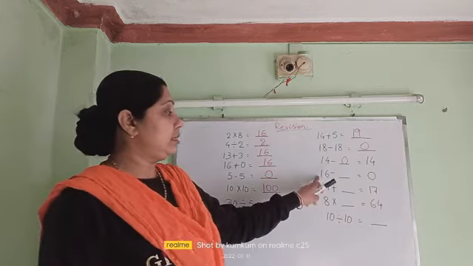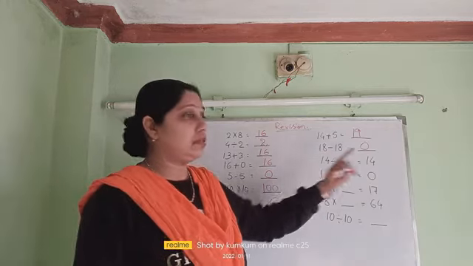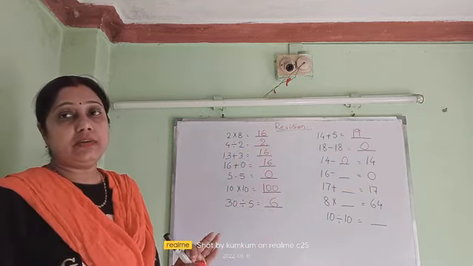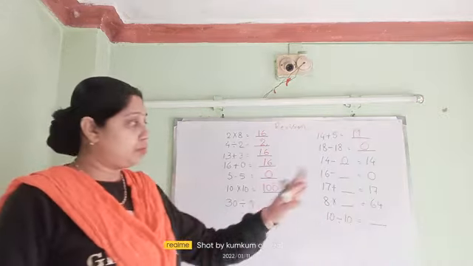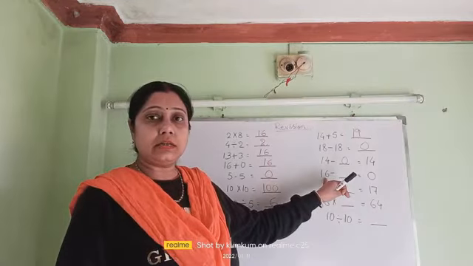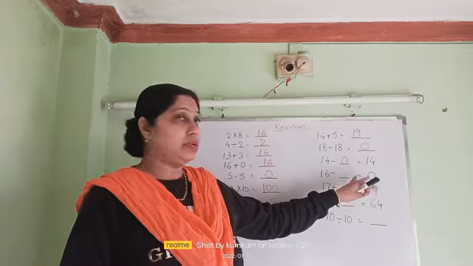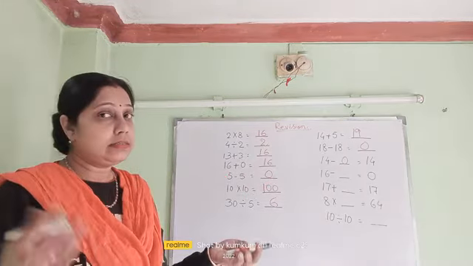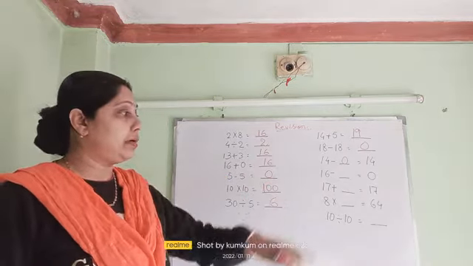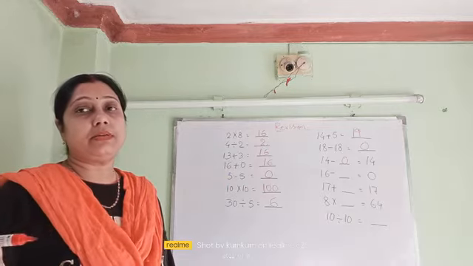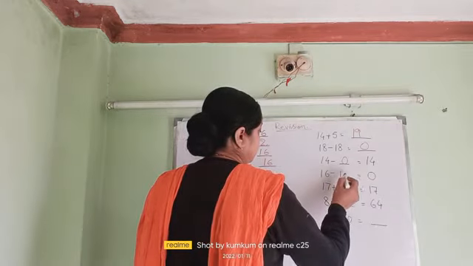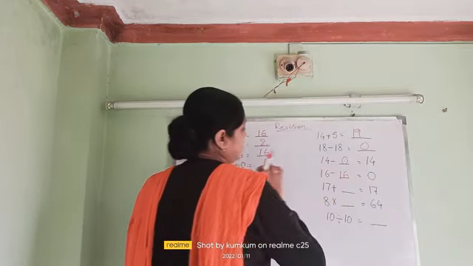Next, 16 minus how much will be 0. So what should you subtract from 16 so that your result will become 0? That means suppose you are having 16 chocolates. So how much should you eat up so that you are having nothing left? So you have to eat all. That means 16 only. So same number. When the answer is 0, that means you are subtracting the same number. So here it will be 16.